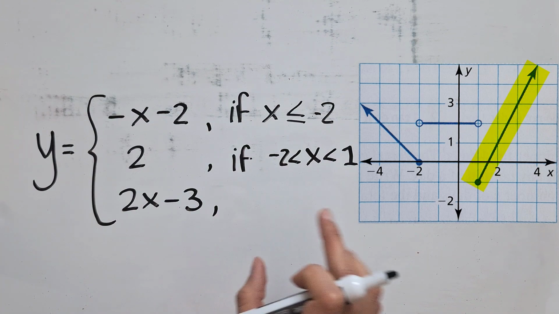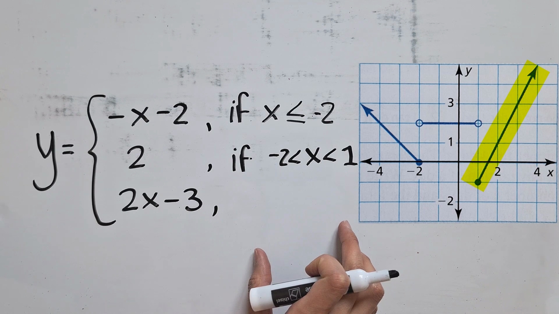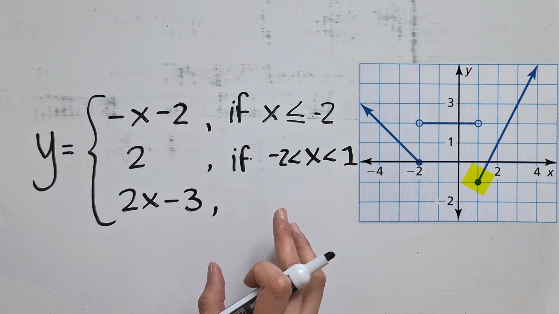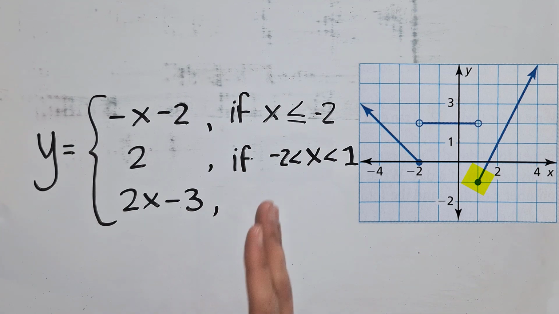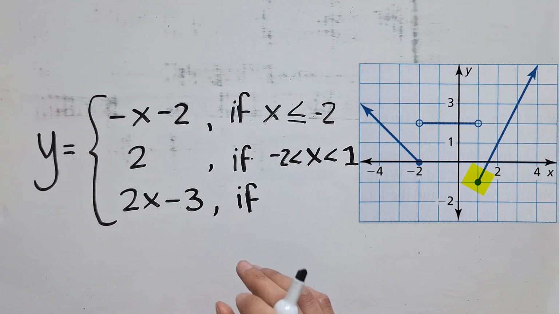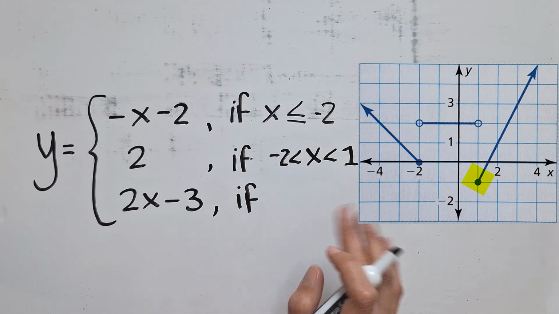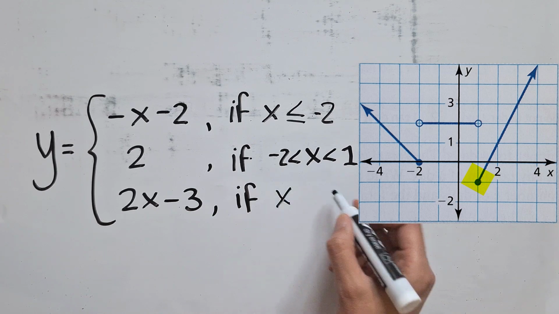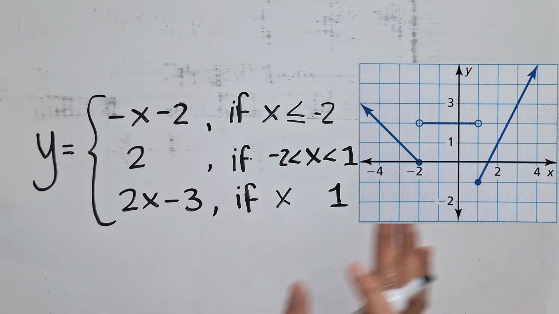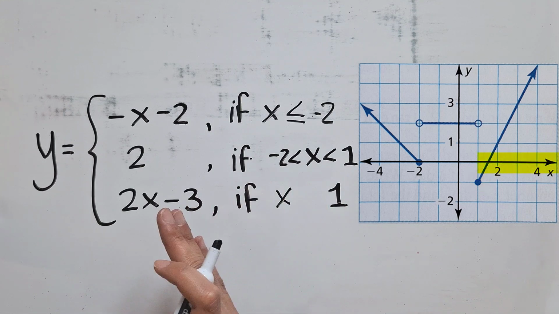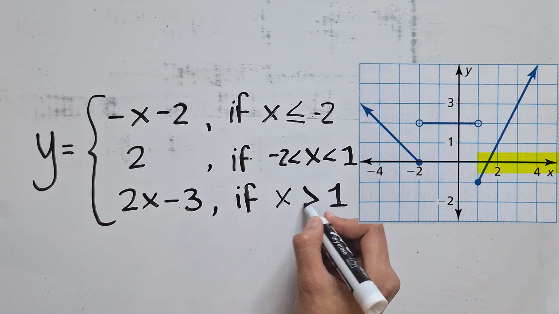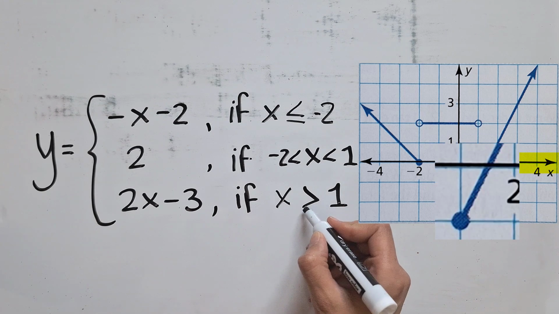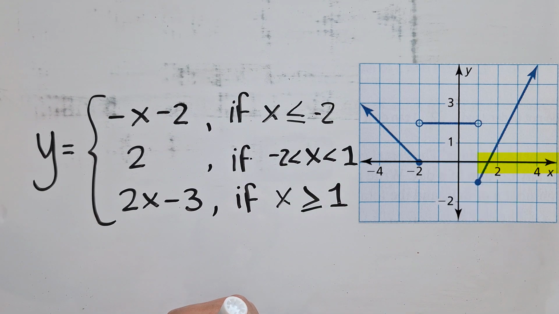Let's go to the last part. The last part of this piecewise function graph starts in 1. Remember that we are looking at the numbers that are on the x-axis. We're not looking at the y-axis, we're looking at the x-axis. That point is in 1 in the x-axis. So that is our limit, the beginning of that line. And the rest of the numbers, if you see, are all to the right of that number. So that means that they are greater than 1. Now that point is closed, so we have to put the equal sign. And that's how we write a piecewise function.